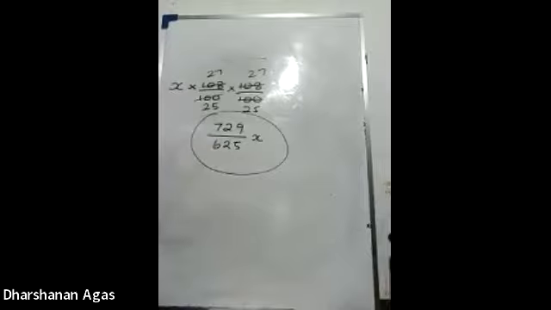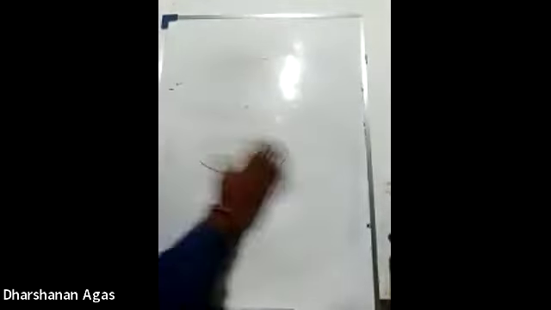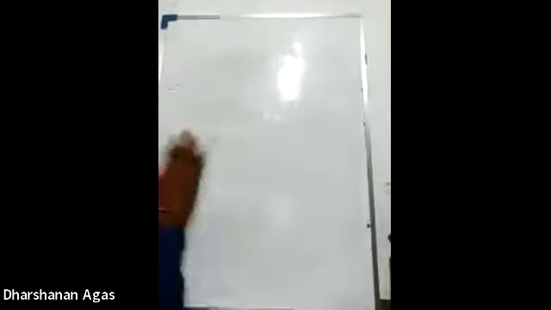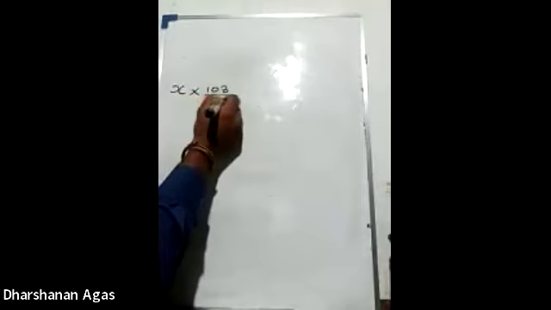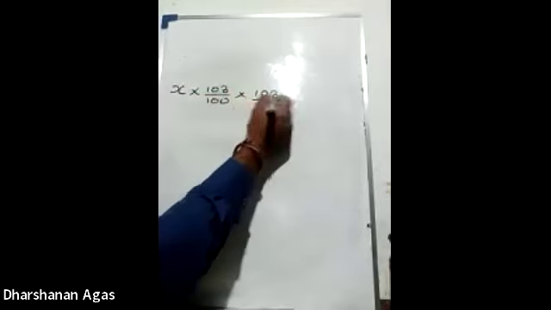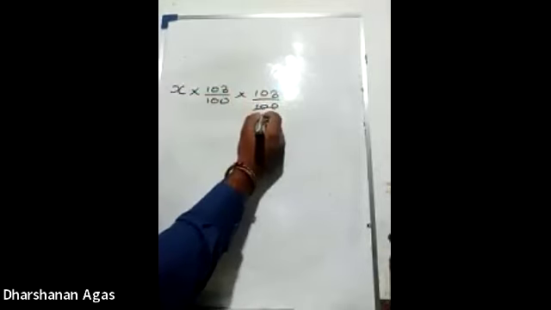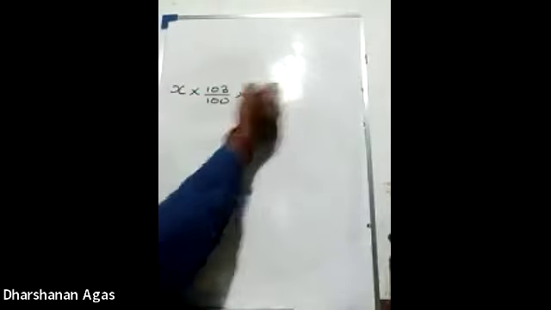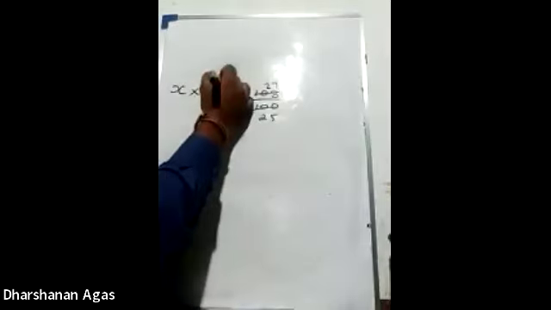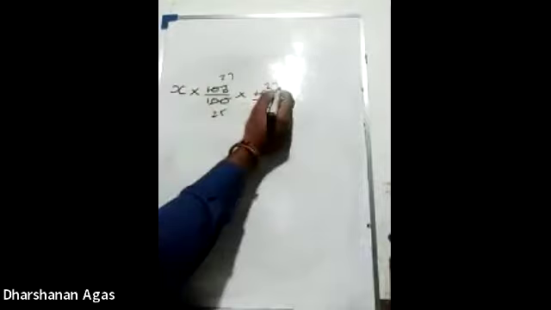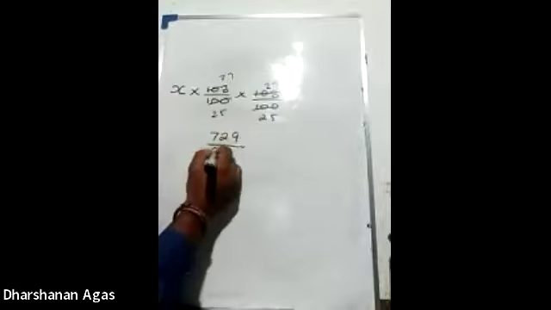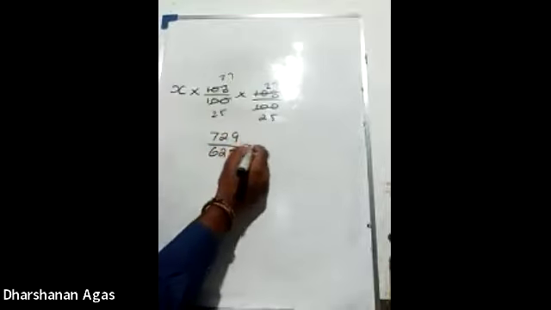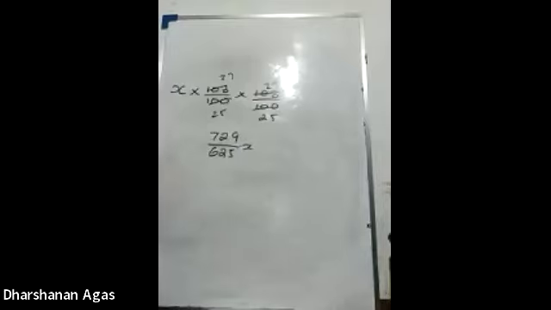See, once again I'm explaining. I'm finding the total amount at the end of the second year in terms of X. X times 108 over 100, 108 over 100. I told you, you can divide by 4. Here 25, here 27. Then 27 into 27 is 729 over 25 into 25 is 625, multiplying by X. This is the total amount you have to pay.